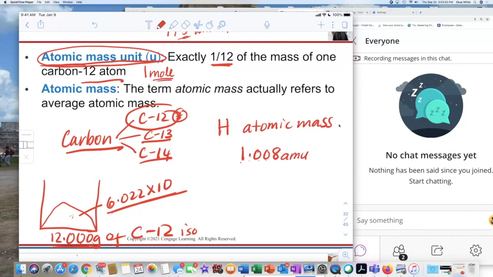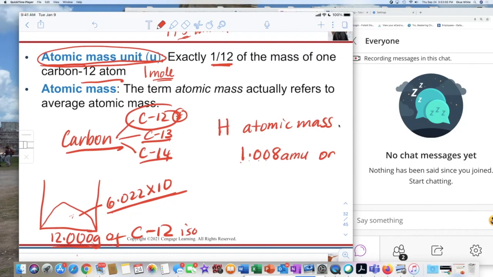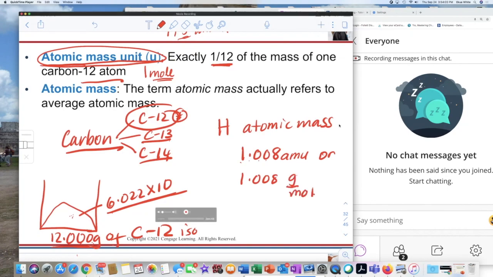So the atomic mass of hydrogen is 1.008 amu, or down the road, this same number will have a different unit, 1.008 grams per mole, okay?